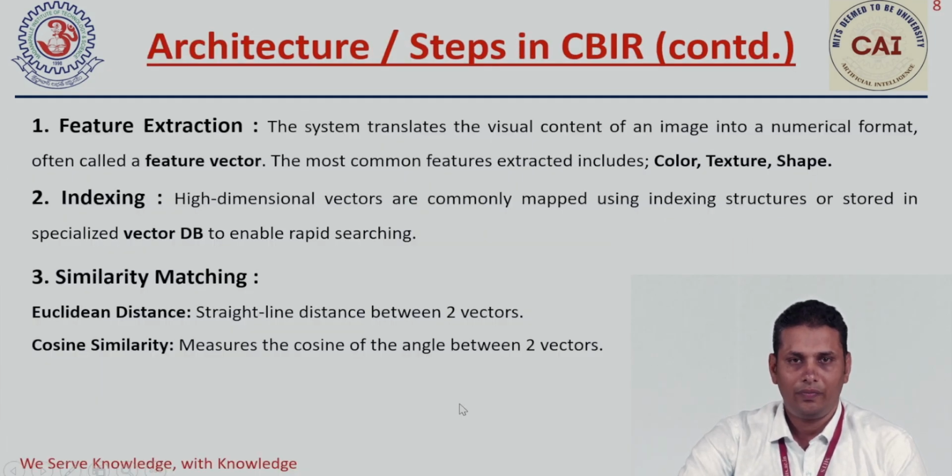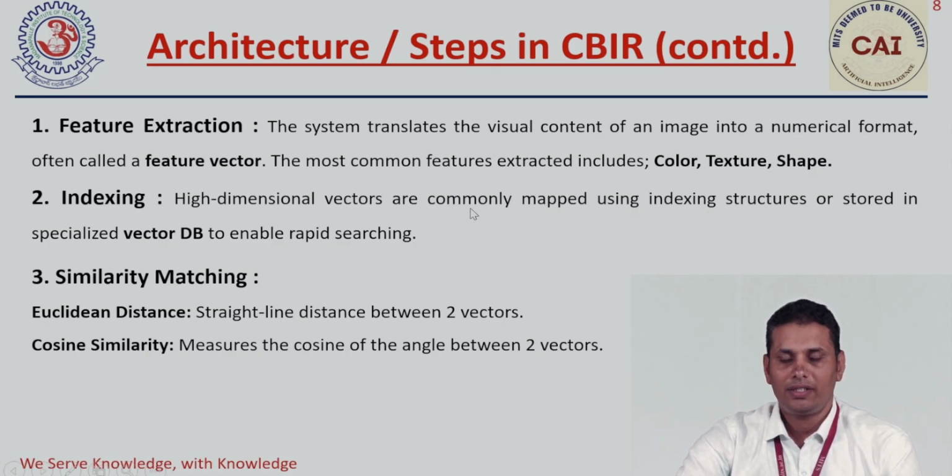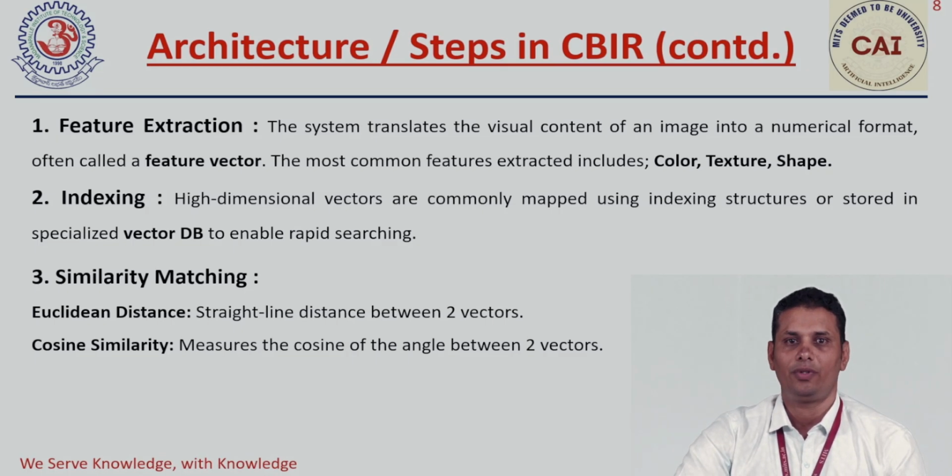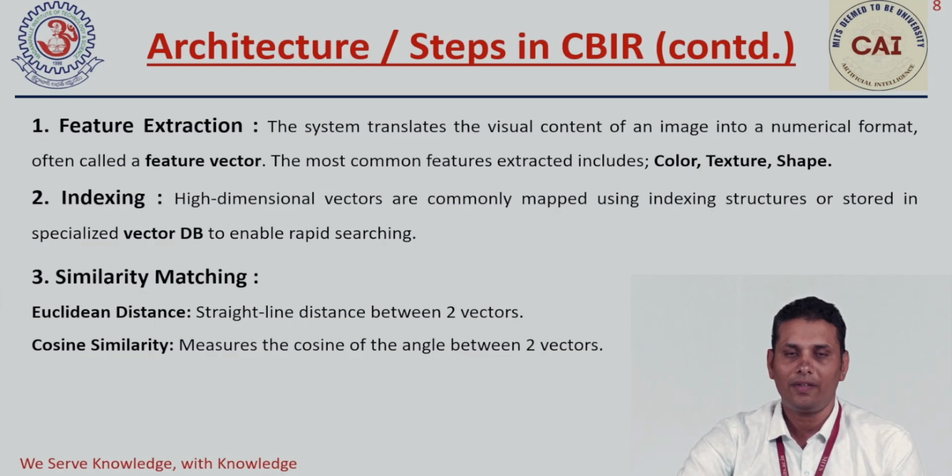The first step is feature extraction, which is what we saw in the architecture diagram. The system will translate the visual content of an image into a numerical format, that is zeros and ones. We already saw that images cannot be directly evaluated by any machine or deep learning algorithm. Before that, we have to convert those images into a proper image format. Then only can they be evaluated. This type of feature extraction we call feature vectors, that is, mapping of each and every feature like nose, eyes, ears, everything, which includes the color, texture and shapes.